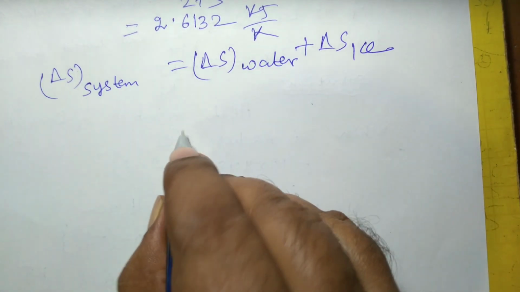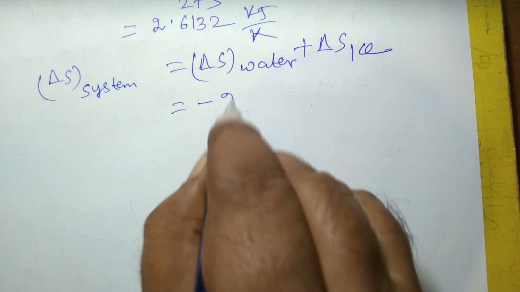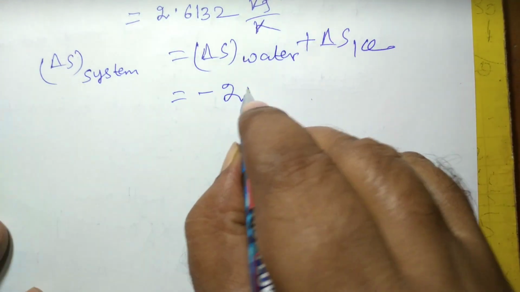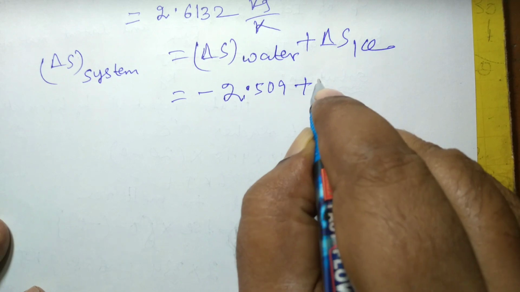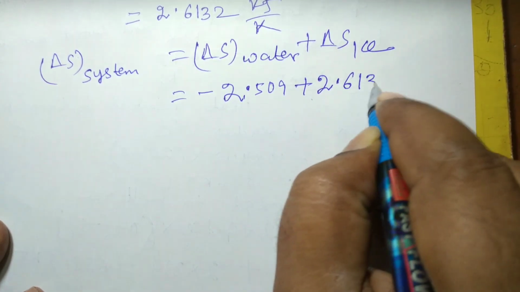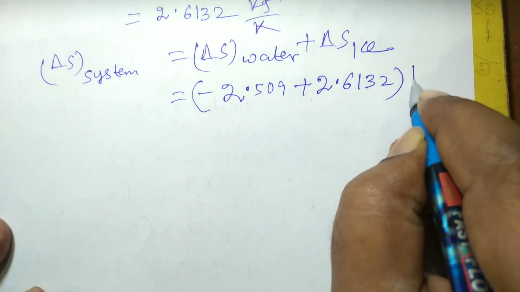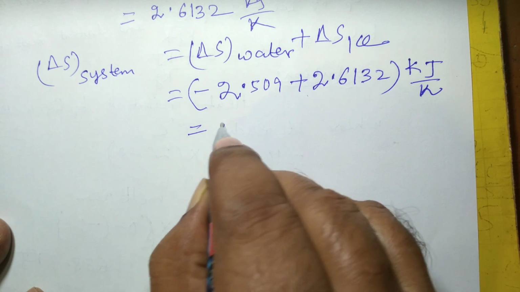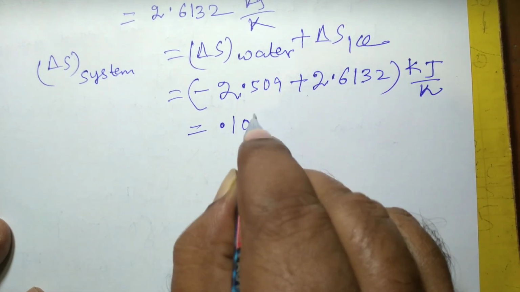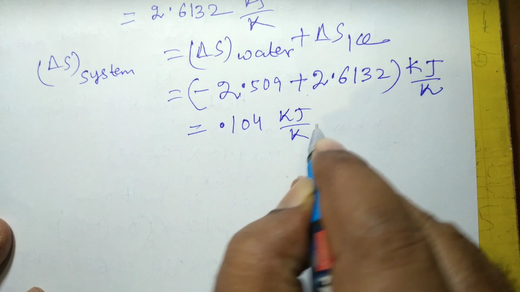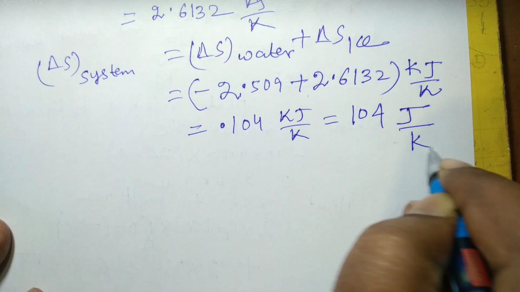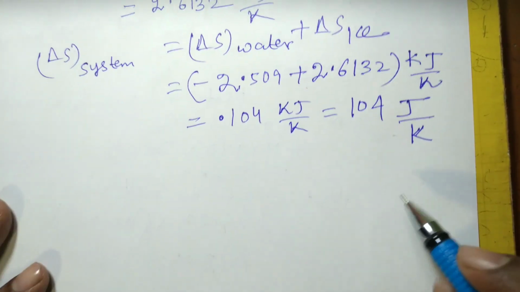This is equal to delta S of water, minus 2.509, plus delta S of ice, 2.6132 kilojoule per Kelvin. So this is equal to 0.104 kilojoule per Kelvin, and in terms of joule, by multiplying by 1000, that is 104 joule per Kelvin. So that's all.